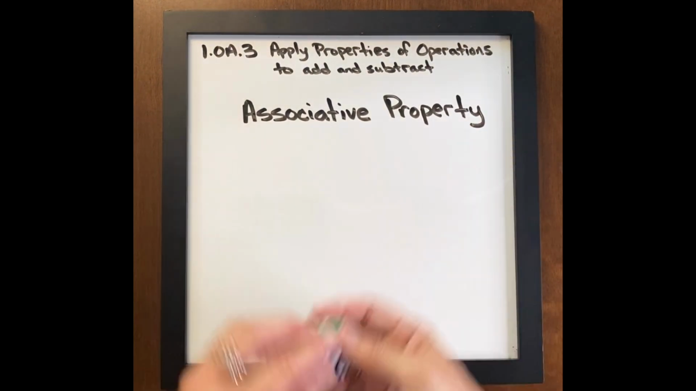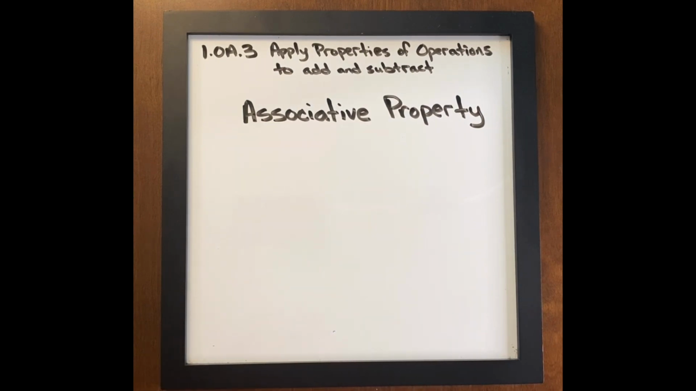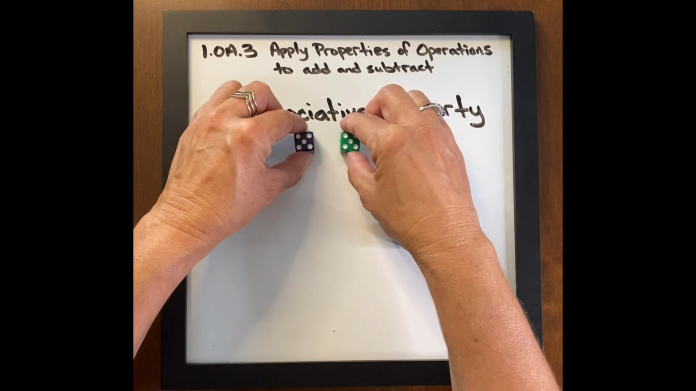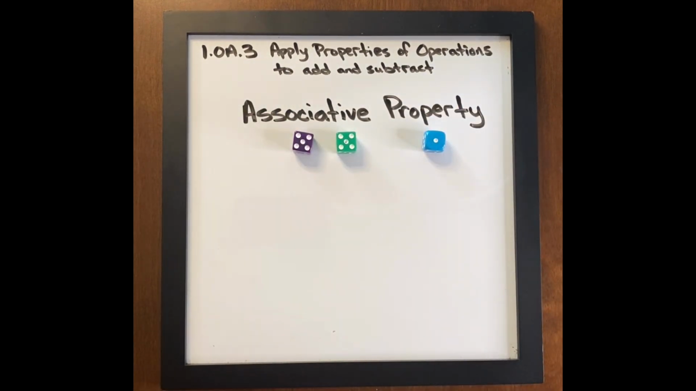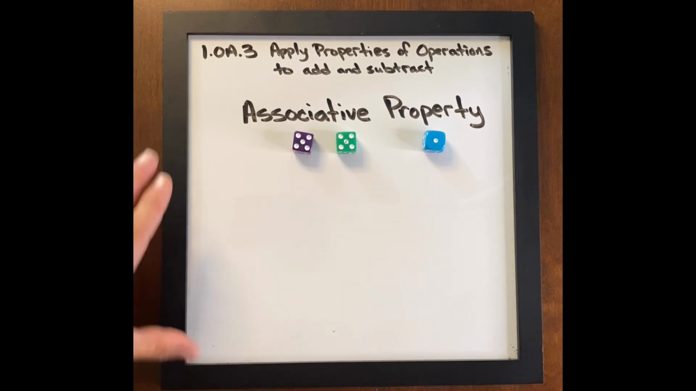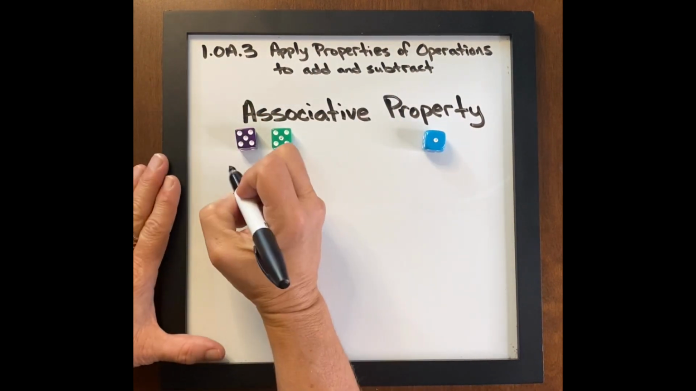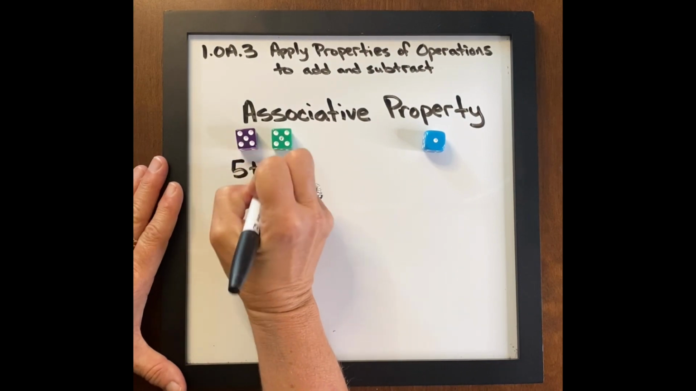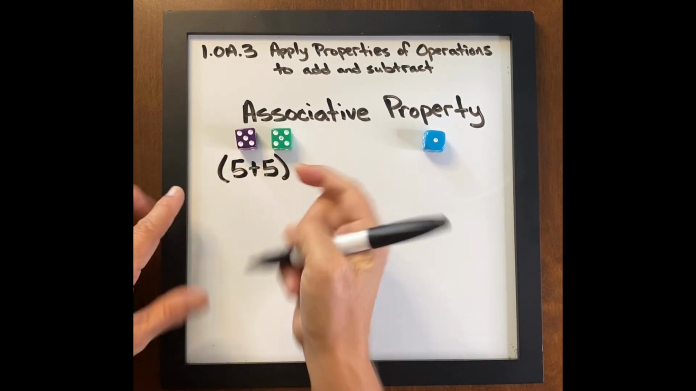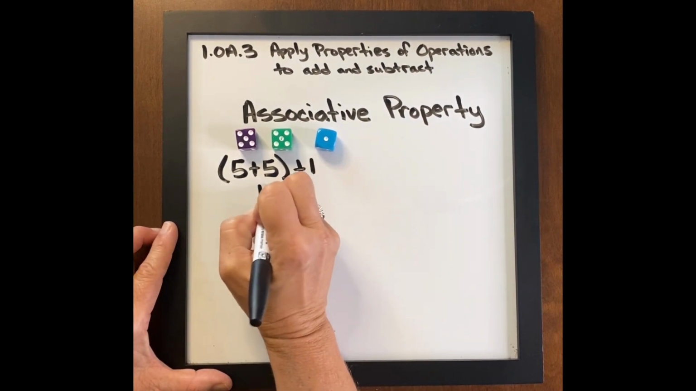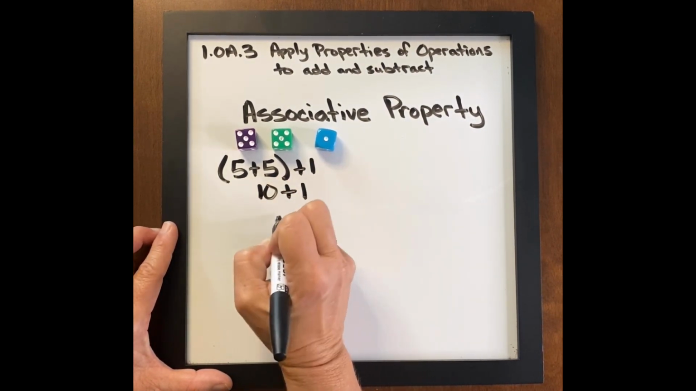This time I might ask students to go ahead and take out their whiteboard. And on their whiteboard, they are going to create their own sentence using this. Give them time to do it or work with a partner. Some students might say 5 plus 5. I did that first, so I'm putting in parentheses. Plus 1. 5 plus 5 is 10. 10 plus 1.